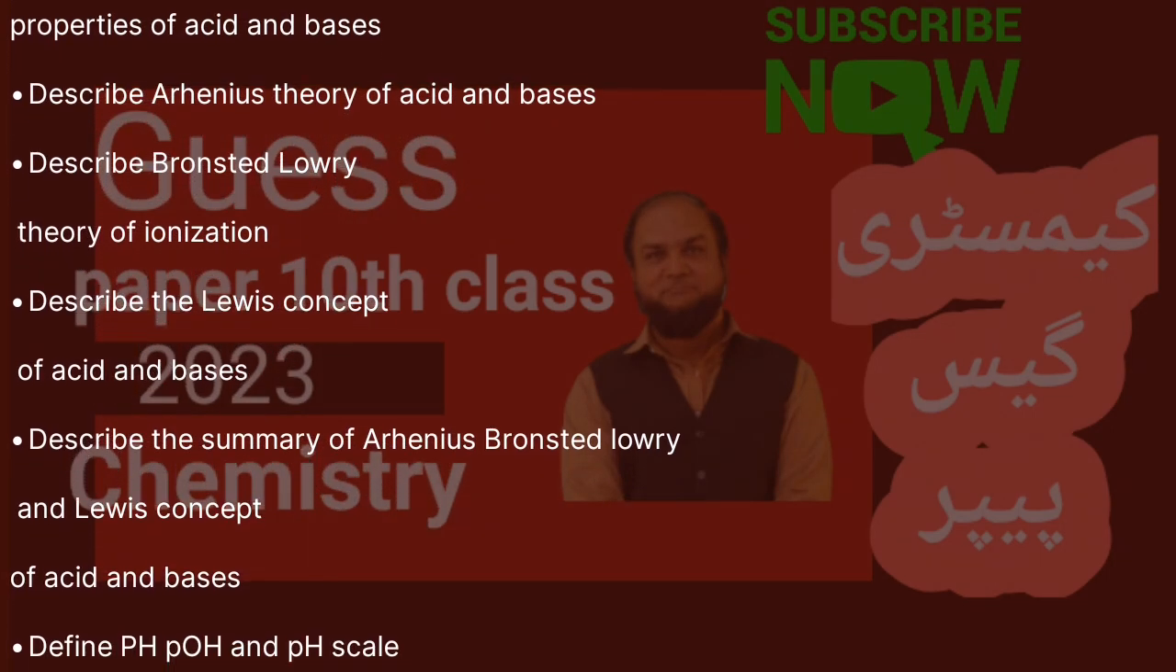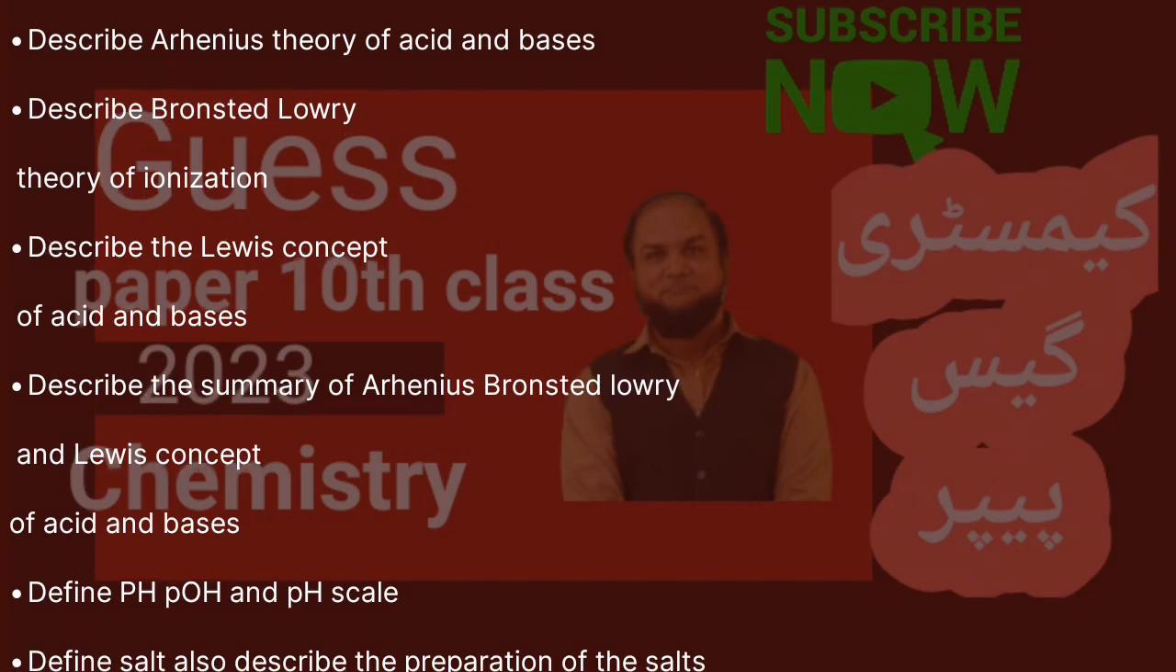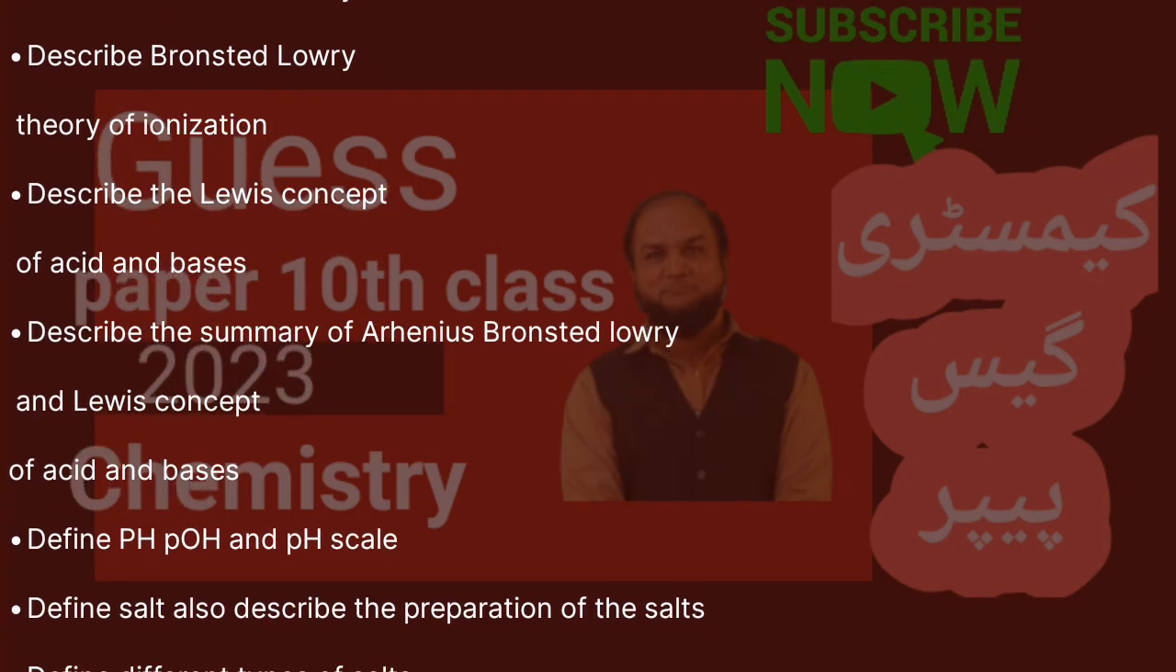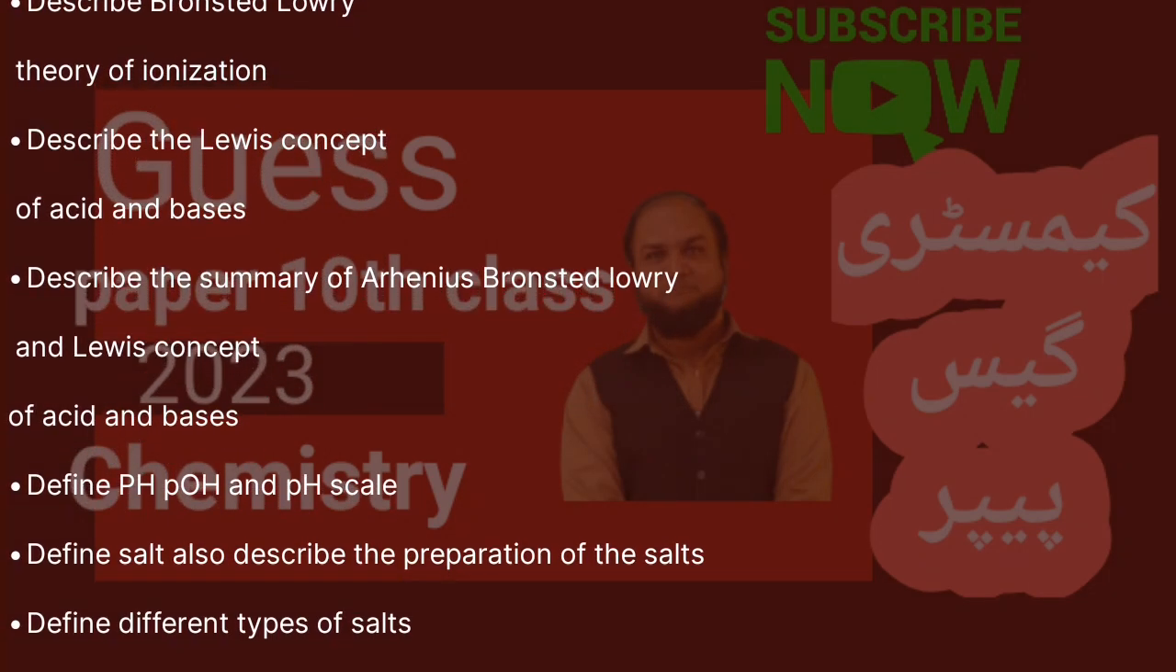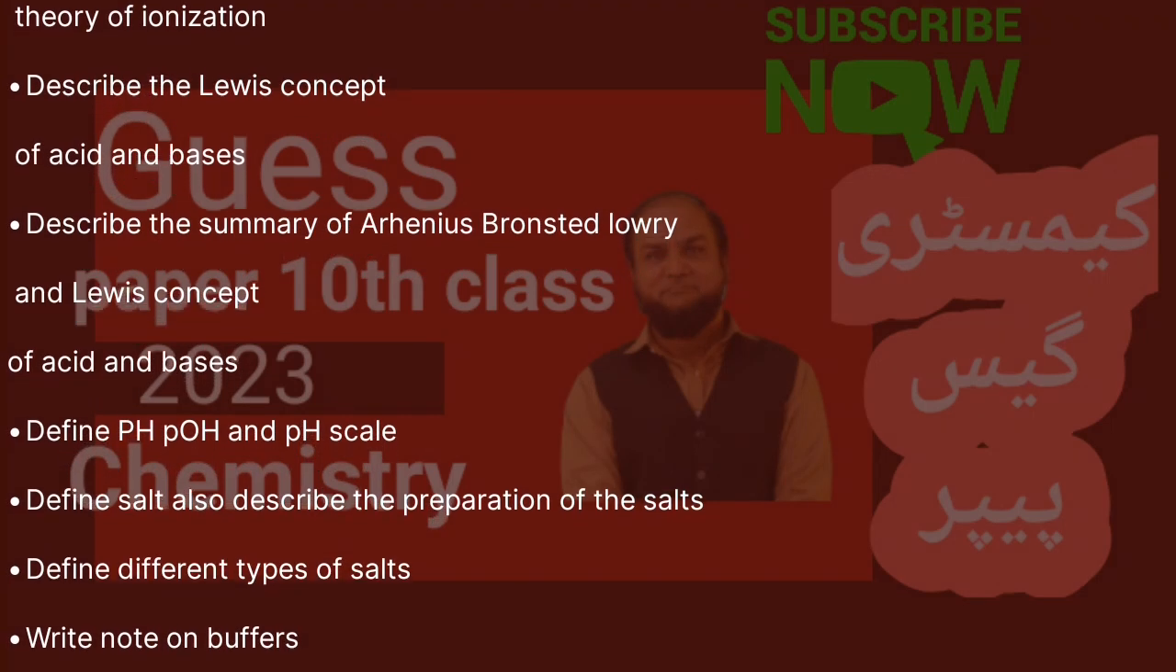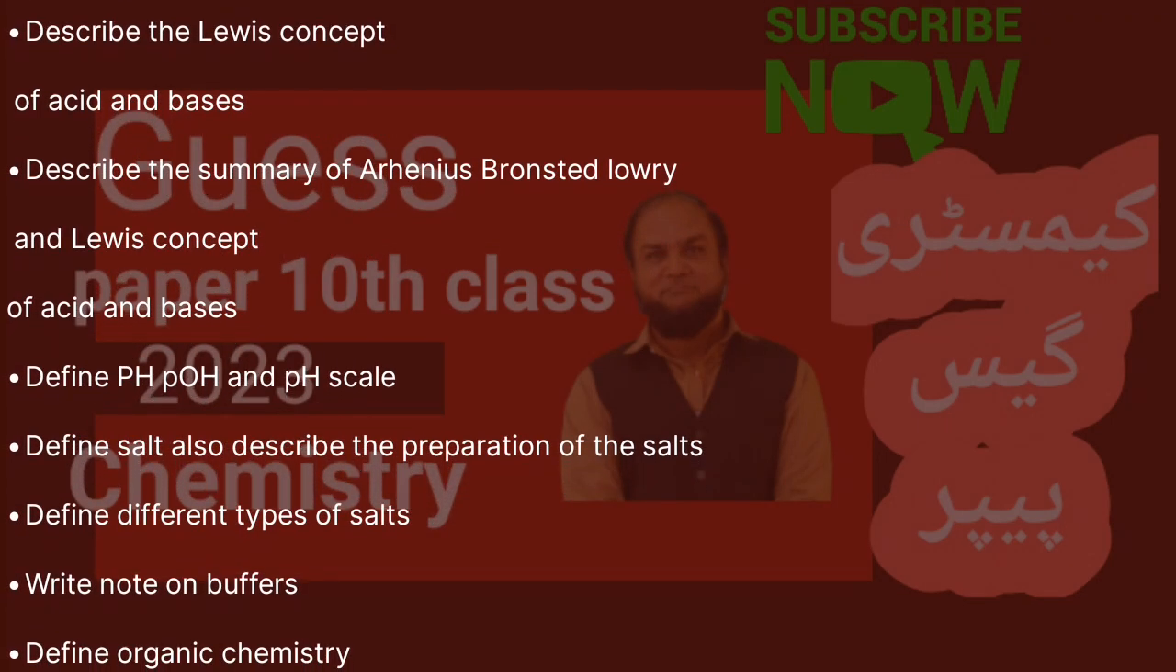Describe Bronsted-Lowry theory of ionization. Describe the Lewis concept of acids and bases. Describe the summary of Arrhenius, Bronsted-Lowry and Lewis concepts of acids and bases.